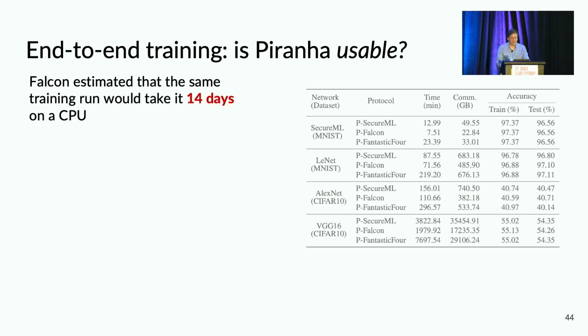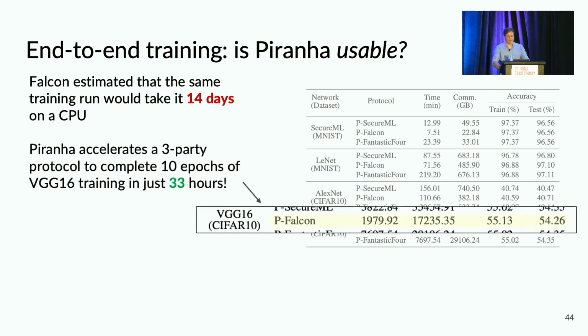And finally, is Piranha actually usable for something? So we took the same network, VGG, that was estimated to take 2 weeks to train on a CPU with over 100 million parameters. And we did a 10-epoch training run on a GPU. Piranha completes this training in just 33 hours, a 10x decrease in training overhead. To our knowledge, this is the first work to successfully train end-to-end such a neural network within secure computation. And you'll have to see me after for the demo if you want to see how that works.